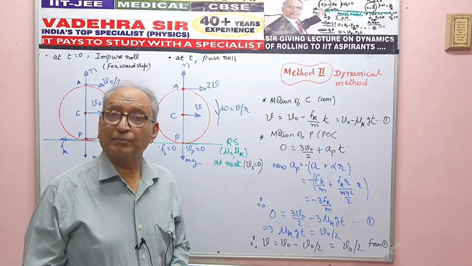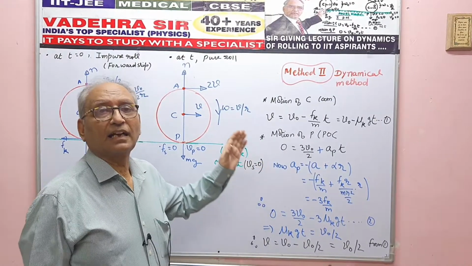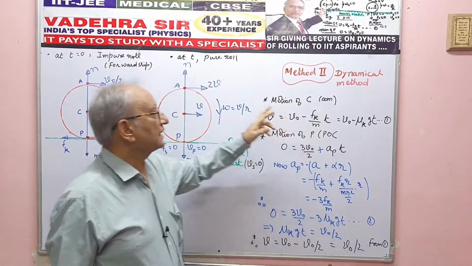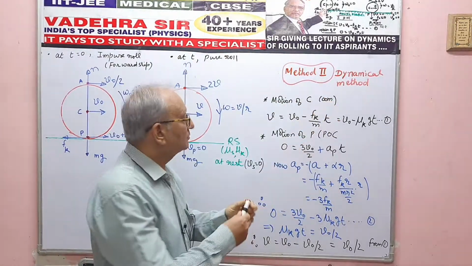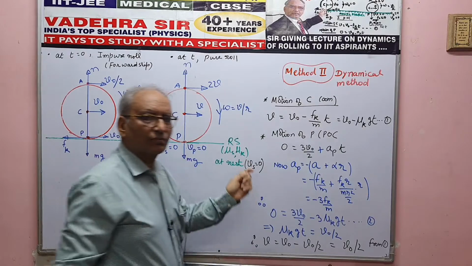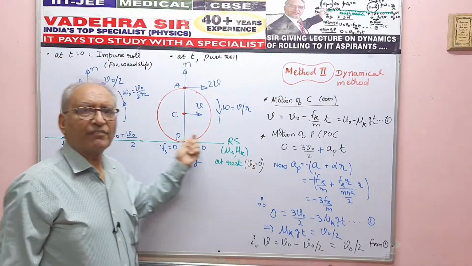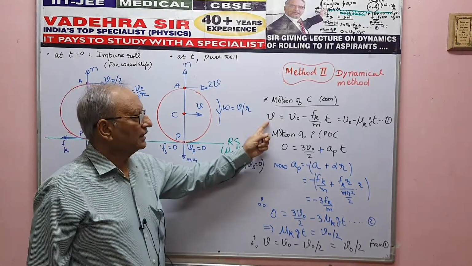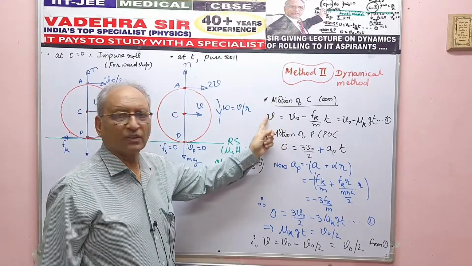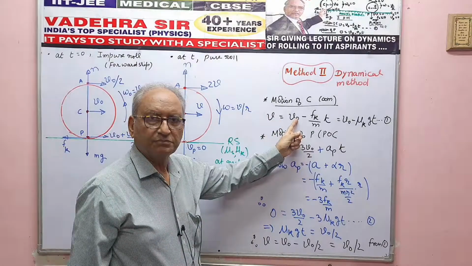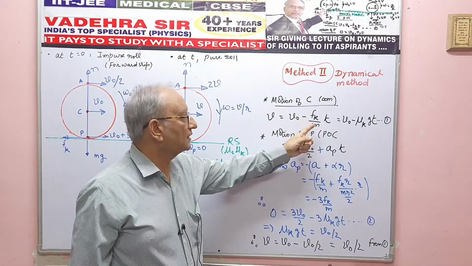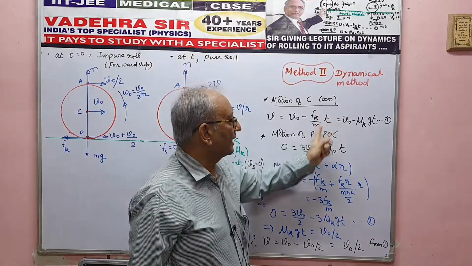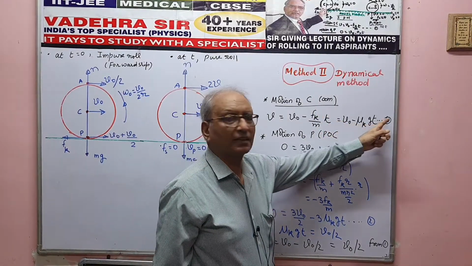To find velocity at pure roll, once again, we take another method, that is dynamical method. For this, first I consider the motion of C, that is center of mass. For the translational motion, Fk is an opposing force that is creating retardation. Initial velocity v naught, so final velocity V is initial velocity v naught minus, because Fk creates retardation, minus Fk upon m into t. Fk is mu k into mg, m's cancel, so V equals v naught minus mu k g t, number 1, first equation.